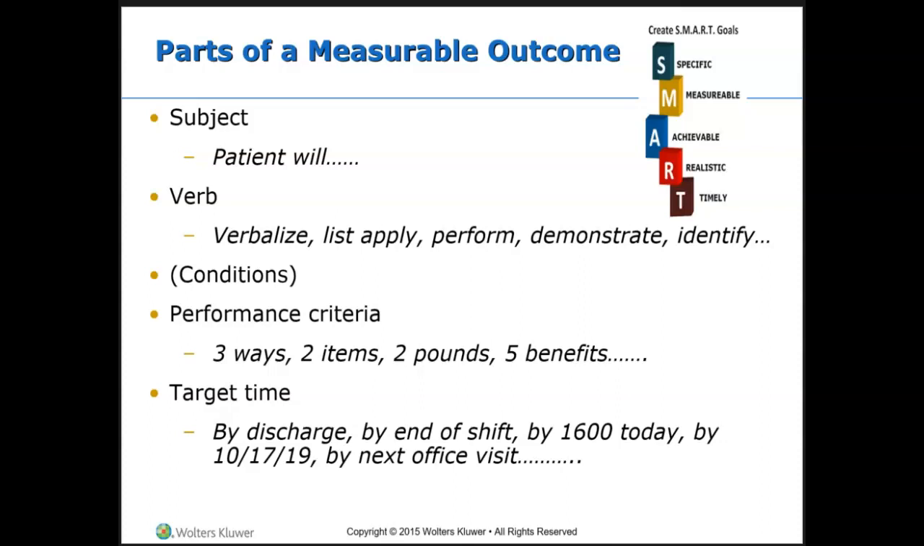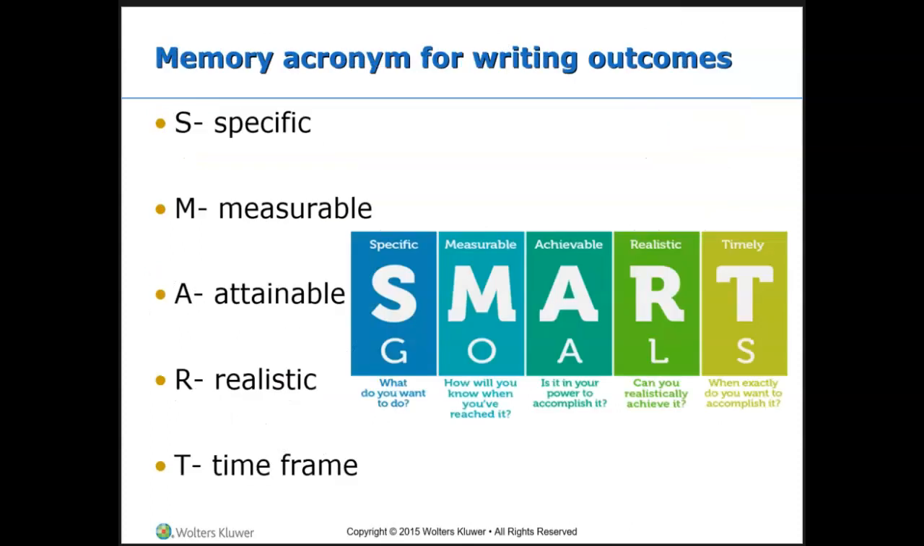Next, you may possibly have the condition or circumstances in which the outcome is to be achieved, but this is not always needed. Performance criteria describes what you can measure by observing, listening, or even actually measuring. Your target time is when you expect the patient to achieve that outcome or goal. And make sure it's realistic and achievable by your patient, or you're just wasting your time, and making it worse because it's going to exacerbate their problem.